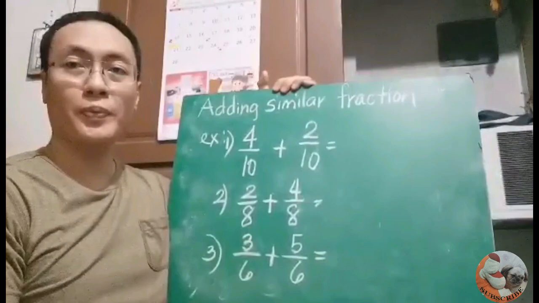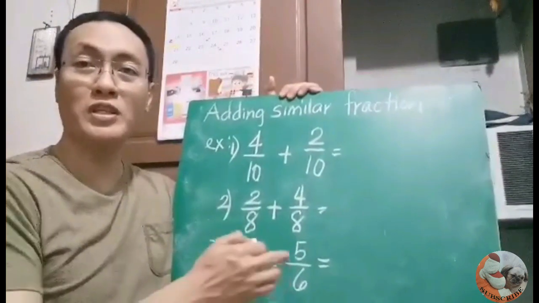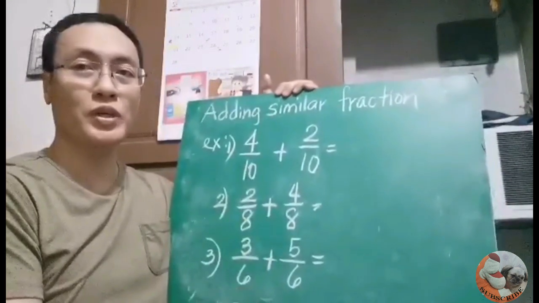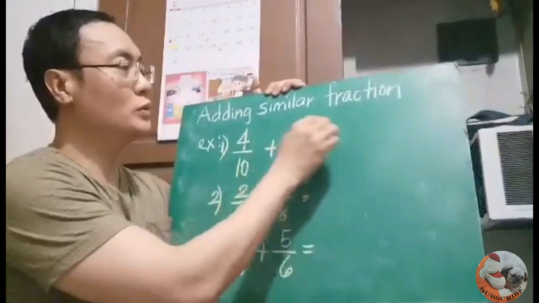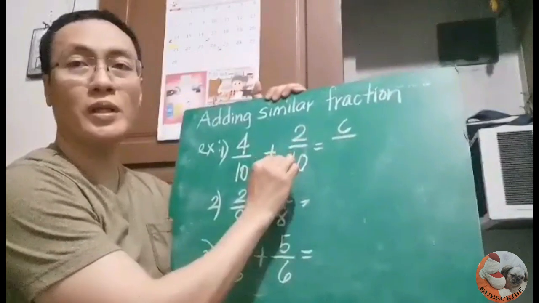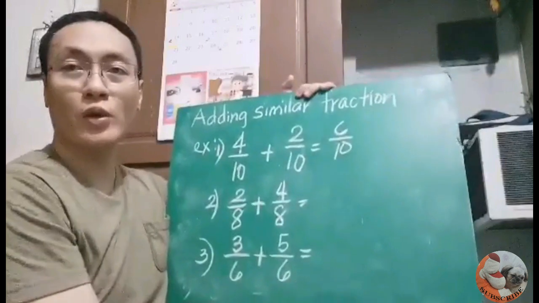So as we know that similar fractions have the same denominator. So how do we add similar fractions without illustration? So simply add the numerator, 4 plus 2, 6, and then copy the denominator 10. So 6/10 is not yet in lowest term.